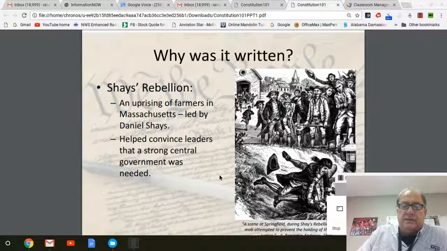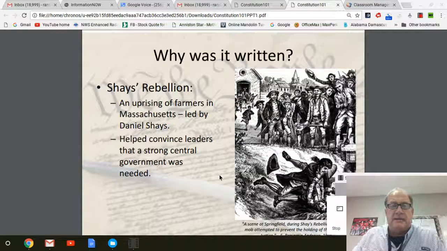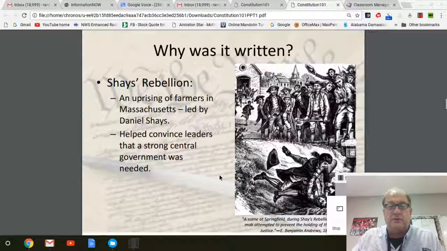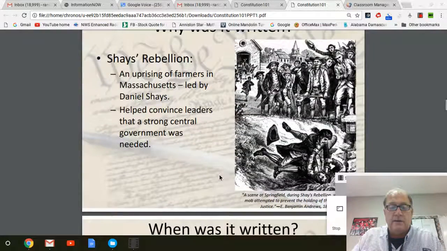Of course, we talked about last unit, Shays' Rebellion, which was an uprising of Massachusetts farmers. It was so difficult in getting other states to help Massachusetts suppress the rebellion that it scared the states, and they decided, you know what, maybe we need to try this Constitution thing out.